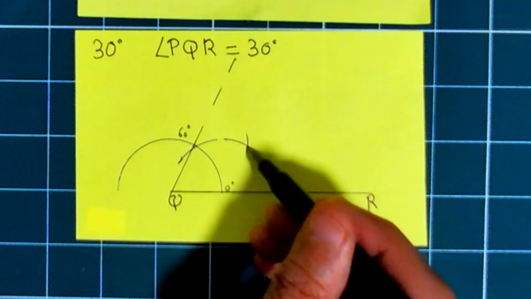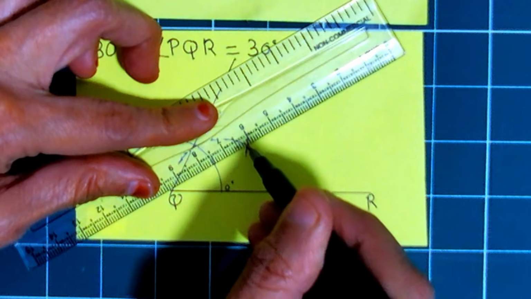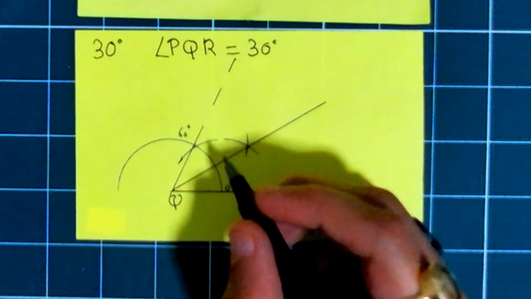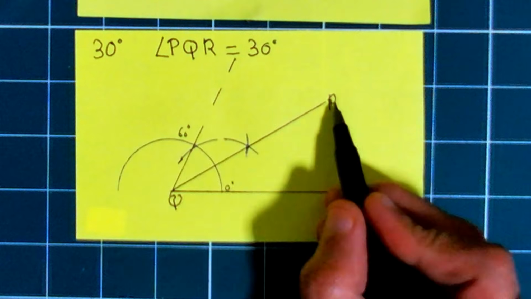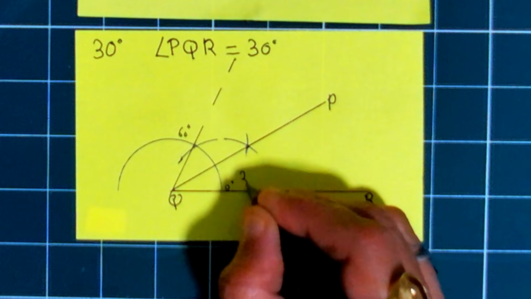Now, draw line segment, and we'll name this as P because we have to draw PQR. So PQR is 30 degree.